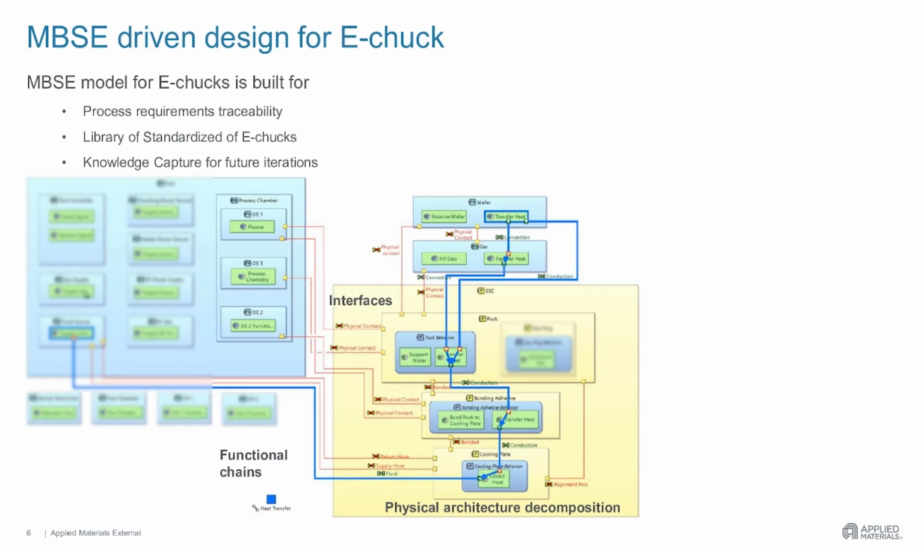So in the bottom right corner, we see the yellow boxes, which are the physical components. The biggest one is the ESC, or the electrostatic chuck. And then the first component in that is called the puck. This is really the part of the ESC that the wafer rests on. And at the bottom is the cooling plate, which helps with heat transfer for cooling the wafer. And then these two components are connected using a bonding adhesive.